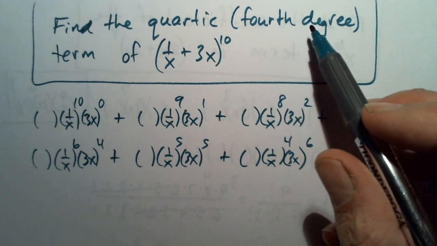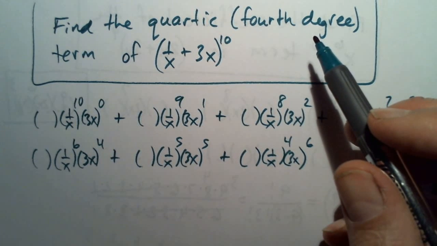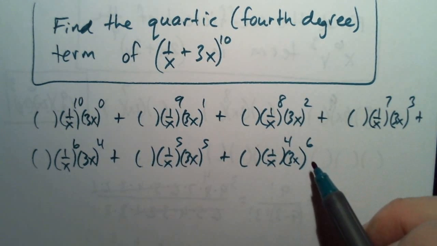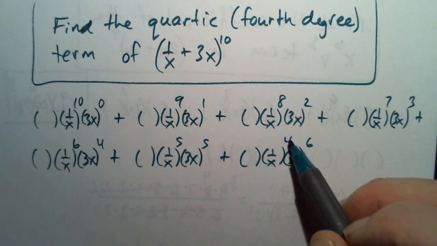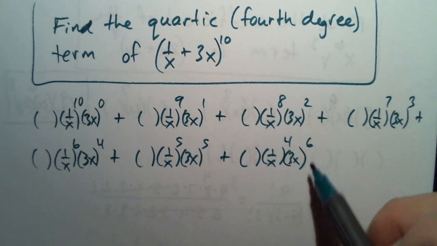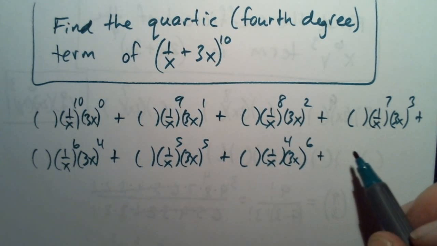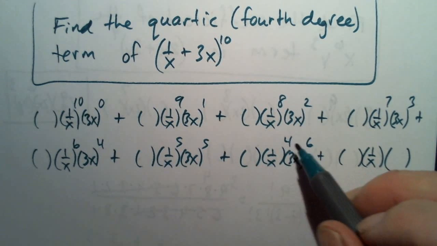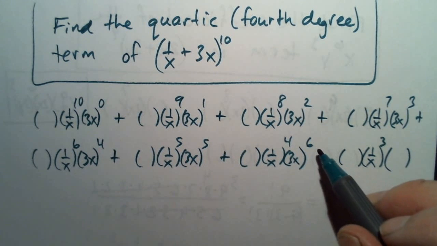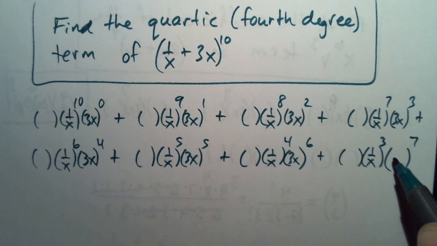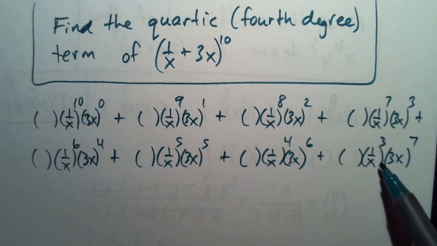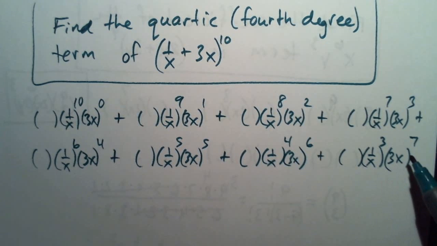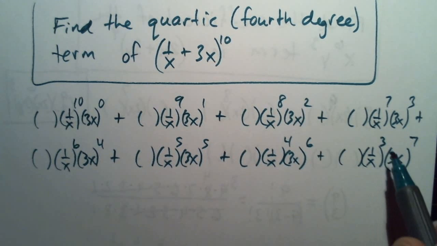And we want a fourth degree, so it looks like we're going to keep going. We have here a second degree because x to the 4th is in the denominator, x to the 6th is in the numerator. Four, 3, and then 6. This will be a 7. Now we have x cubed in the denominator, x to the 7th in the numerator, so that's going to make an x to the 4th term, and that's the one that we want.